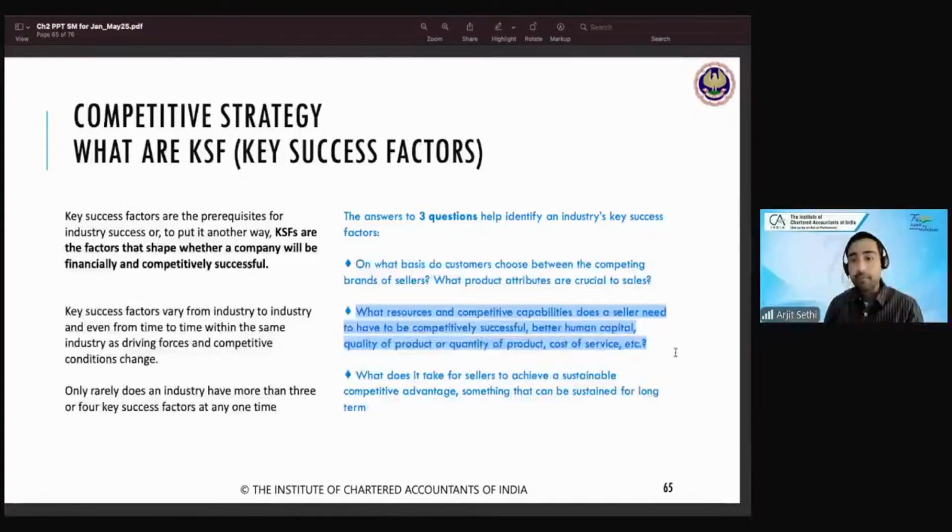And number 3, what does it take for the seller to achieve sustainable competitive advantage that can be long term? Okay. Now, after you identify what the consumer wants, after you identify what you have to do to meet the consumer's demands, you then have to figure out a competitive advantage which is for the long term. It cannot be a 3-6 month affair. I keep telling you, businesses are long term. So if you have answers to these 3 questions, your chances of success in the industry increase.